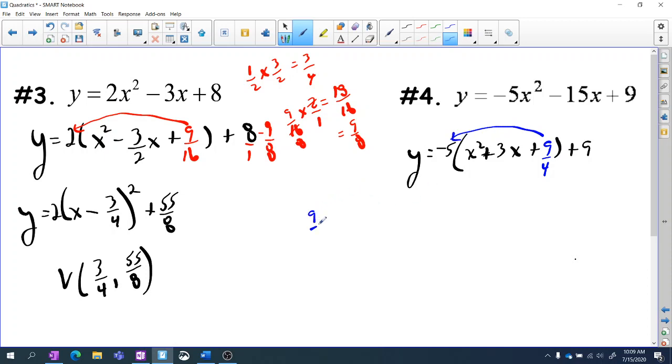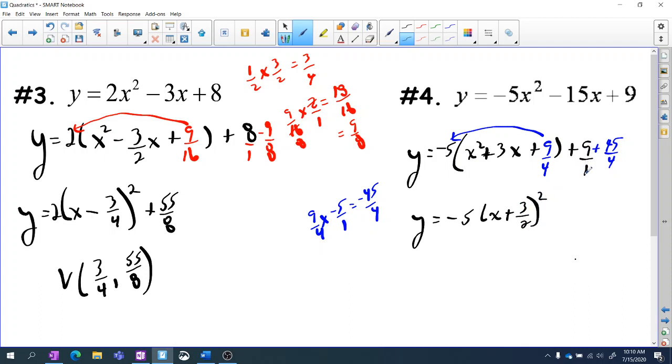So 9/4 multiplied by -5/1 is -45/4. Put the opposite out here, so I want to add 45/4. Y equals -5. Square root of the first, sign of the middle, square root of this one, squared. Now 9/1. To get that to be over 4, I have to multiply numerator and denominator by 4. So that's going to be 36/4.